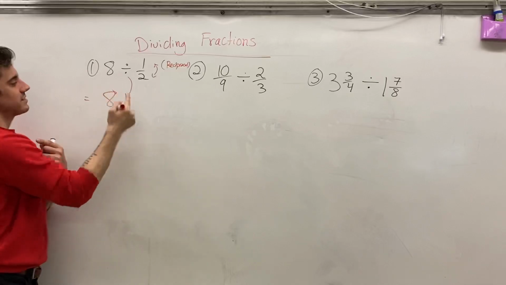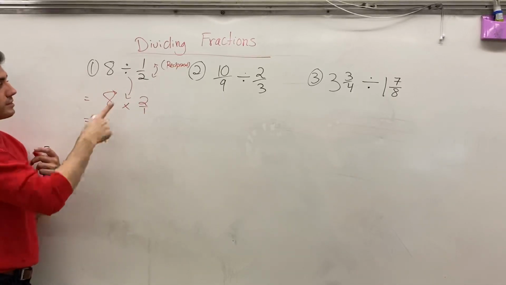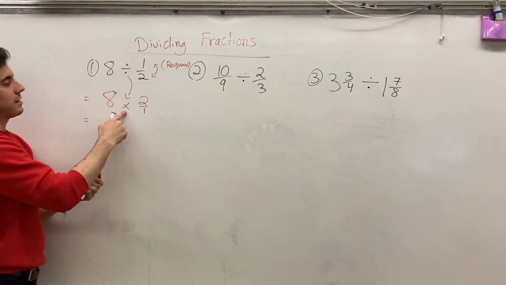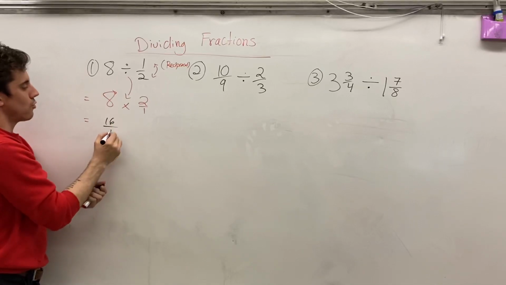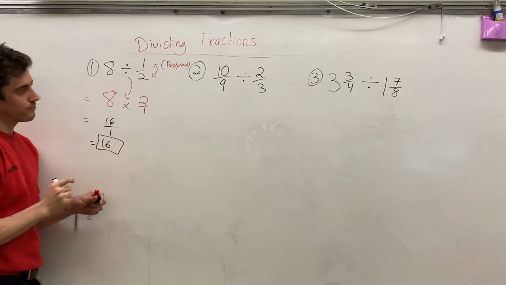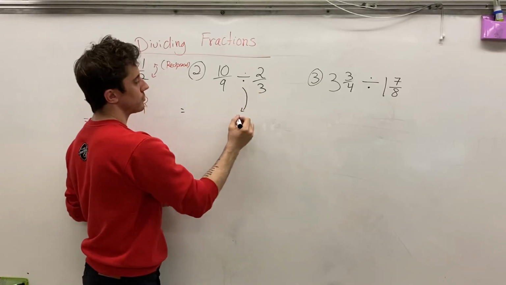And so now we have 8 times the reciprocal of 1/2, which is 2/1, and now we can simply multiply through as we're accustomed to doing. So we have 8 times 2, which is 16 over our denominator of 1, and 16 over 1 is clearly 16.